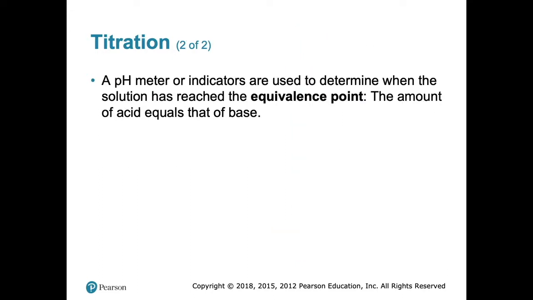So a pH meter or indicators are used to determine when the solution has reached the equivalence point, the point where the amount of acid equals that of the base, right? And that's that point you saw when it was turning slightly pink. When it goes too pink, then you've gone past the equivalence point.